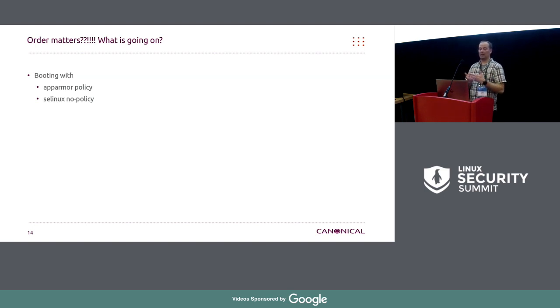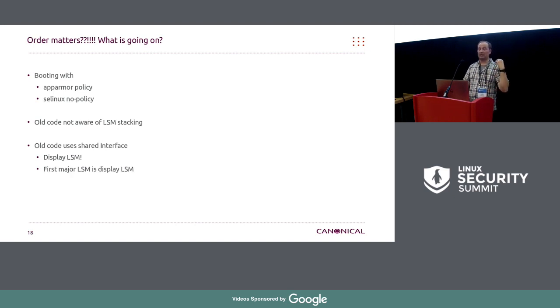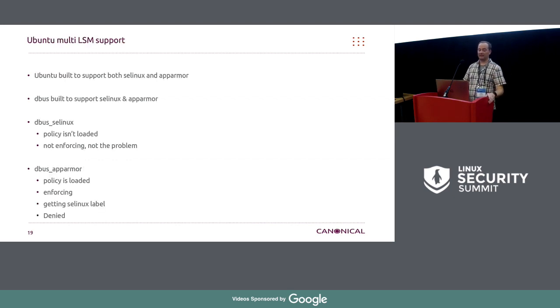So we're booting with AppArmor policy. We're not booting with SELinux. So SELinux is enabled, but it's not loading any policy. The old code, it's not aware of the LSM stacking, so it's using the display LSM. Old code's using the shared interface like we talked about, right? Display LSM set. The display LSM is the first LSM in the stack by default. So AppArmor in the first case, SELinux in the second. There's the clue.